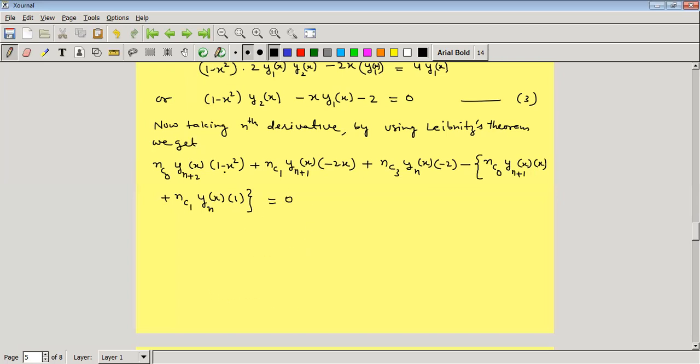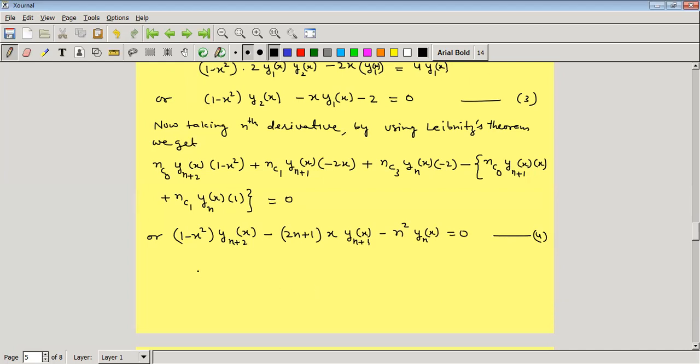So rearrange this, combine the terms of y(n+2), y(n+1) and yn. After taking the common factor and combining the terms, we can write (1 minus x square) into y(n+2) at point x, minus (2n+1) into x into y(n+1) at point x, minus n square yn at point x, that is equal to 0. So this is our fourth equation.